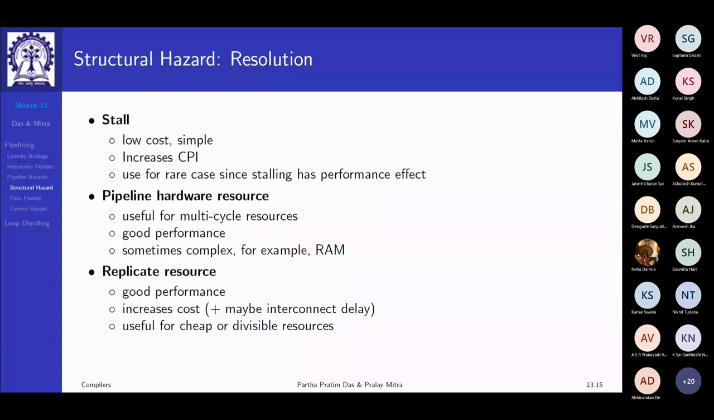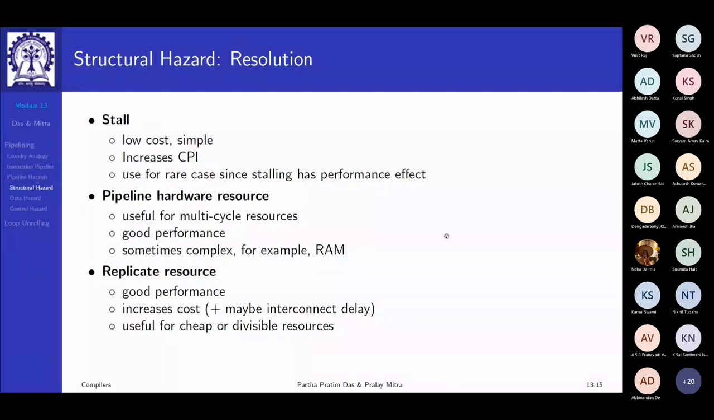So the easiest way to work around this hazard would be to stall. That is, just put a NOP and delay one of the instructions as appropriate. It is low cost and simple, but the flip side is it will increase your cycles per instruction, because now at least one instruction has one cycle where it is not doing anything. I mean, it will increase your cycles, it will become more than one, right? It can have certain performance effects.